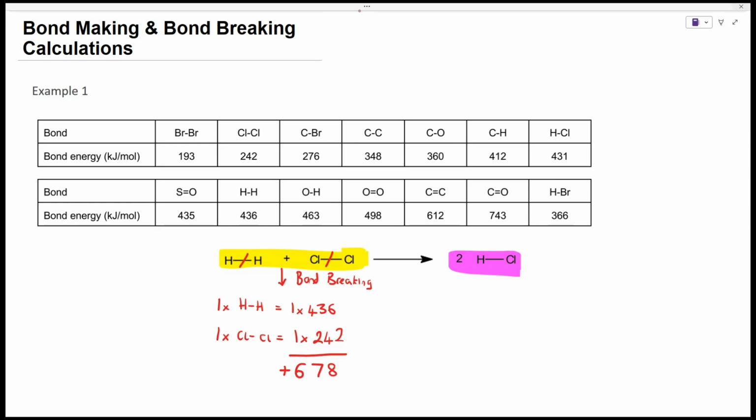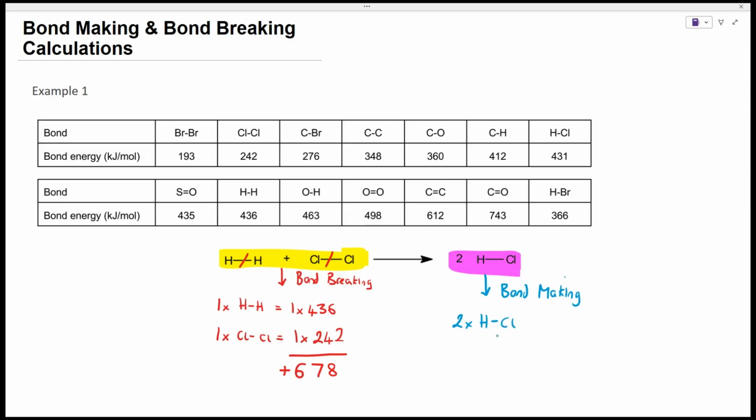So when I go to my product side, I'm going to have a slightly different situation, because this one is the bond making side. Now, on the bond making, we have to be very, very aware that all of the numbers that I'm going to use are going to be negative because of their bond making. So in the table above, all of the values are the energy required to break that particular bond. If I need to make that bond, I make sure the same number is there, but with a negative sign in front of it. So in this one, I've got 2 HCl's.